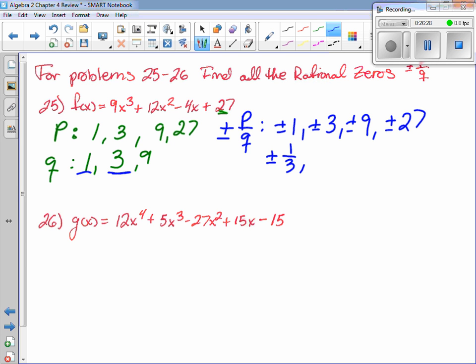We move on to 3. Well, 3 divided by 3 is? 9 divided by 3 is? And 27 divided by 3 is? So we're done. Because it's all the values of plus or minus P over Q. So 1 divided by 3 is? 3 divided by 3 is? We already have it. 9 divided by 3 is? We have it. 27 divided by 3 is? We have it.